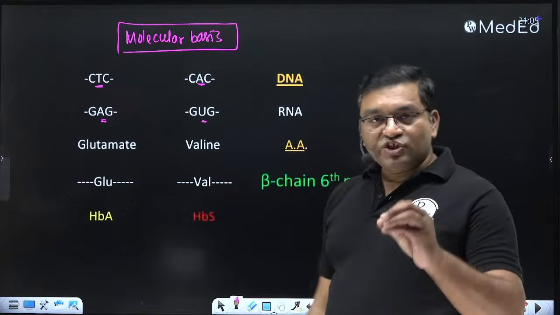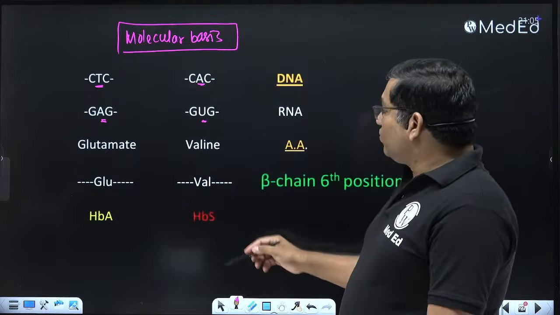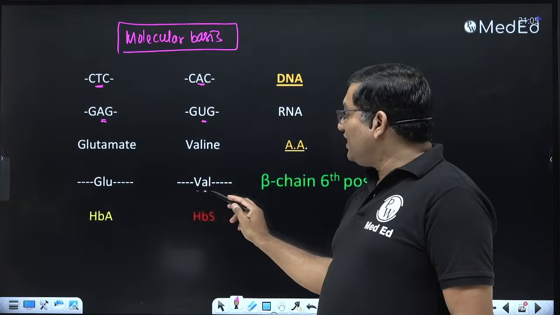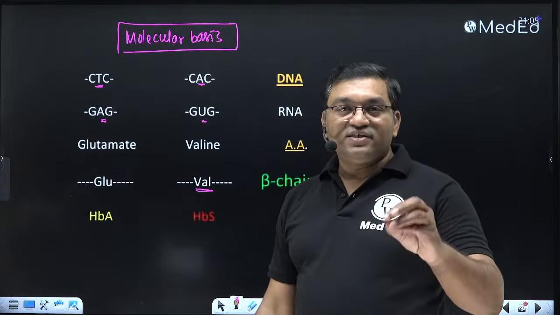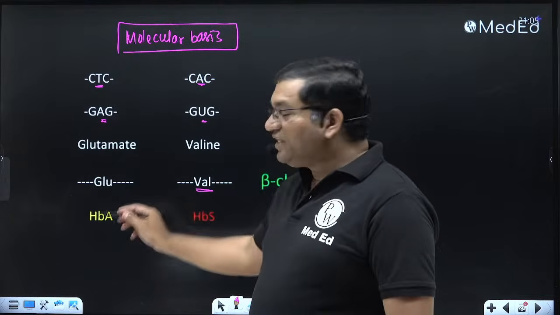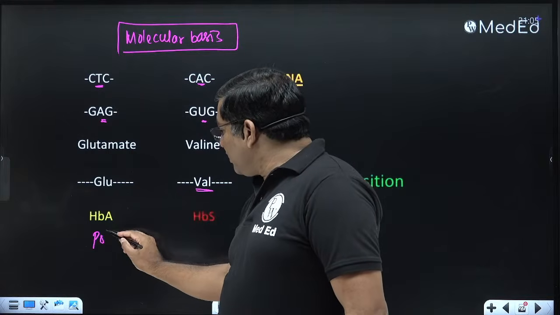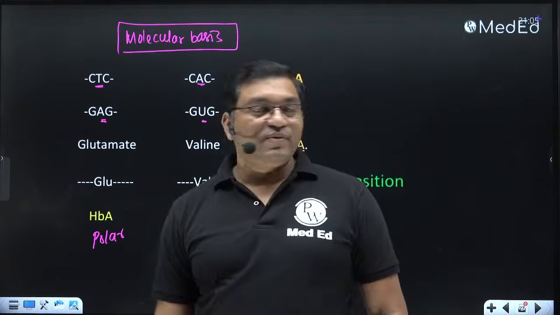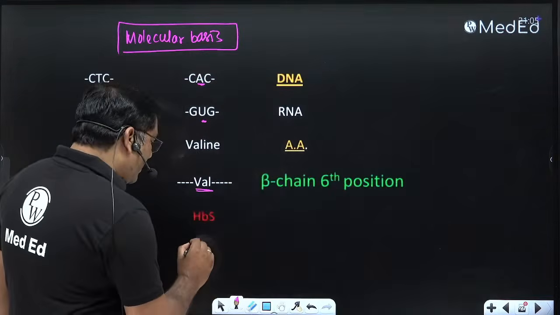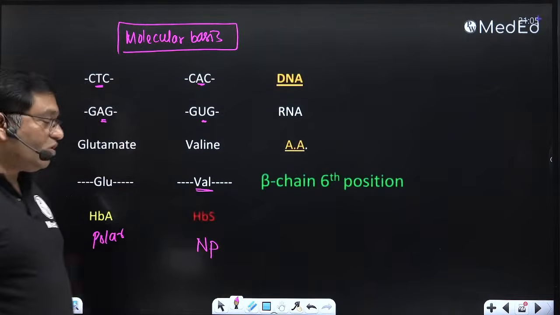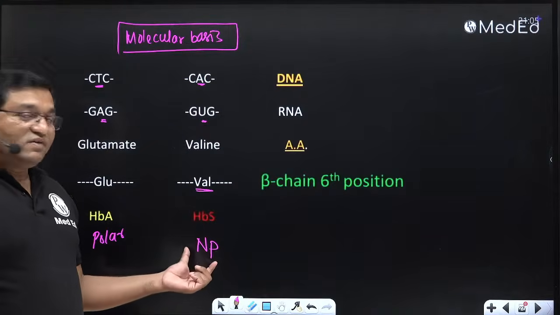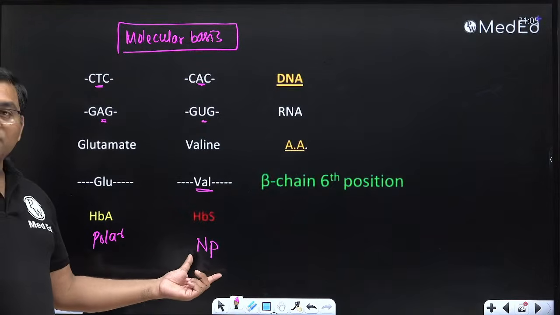So at the sixth position of the beta chain, the glutamate is replaced by valine. Glutamate is an acidic amino acid, it carries a negative charge, so it is a polar amino acid. This polar amino acid is replaced by the non-polar, hydrophobic amino acid valine, carrying less negative charge.